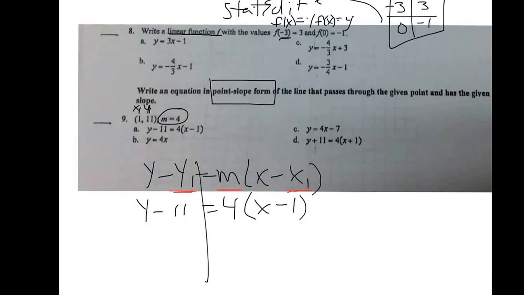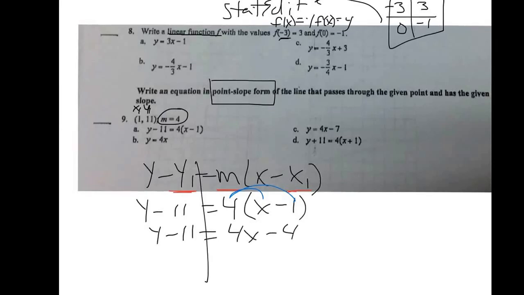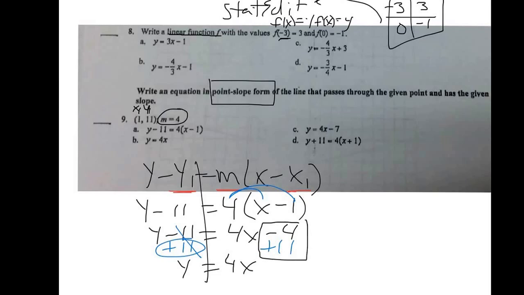Once you get those parts plugged in, the only thing you have to do is distribute here. So this is y minus 11 equals 4 times x is 4x. 4 times a -1 is -4. And then the last step is just adding the other side over. You're either going to add or subtract here. It's always going to be your last step. So those cancel out, and I get y equals 4x. Type this in your calculator. No matter how good you are at math, I want you to type this in and make sure that you get it right. So -4 plus 11 is +7.